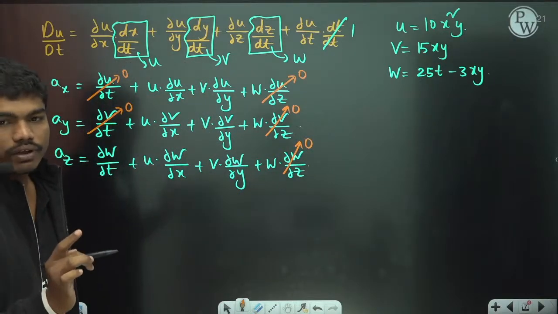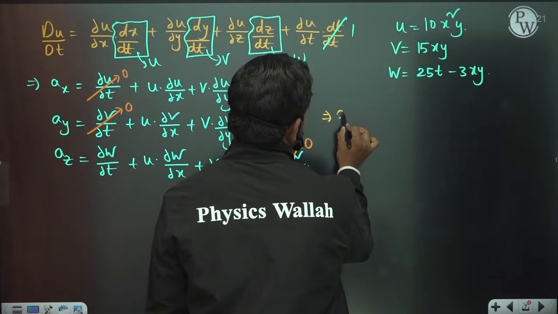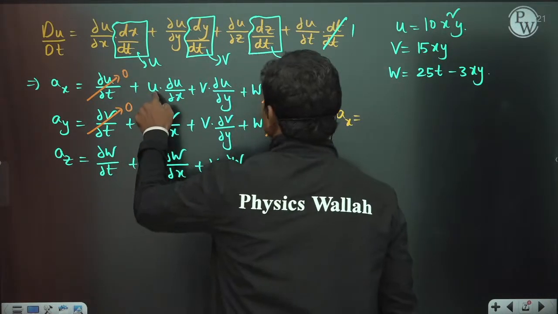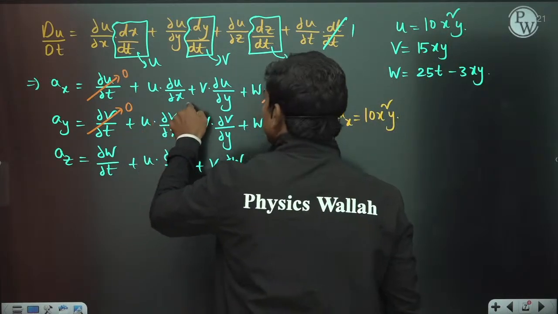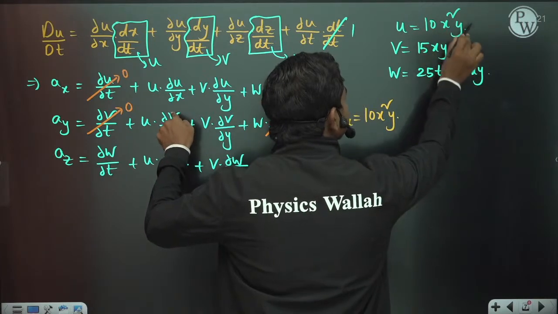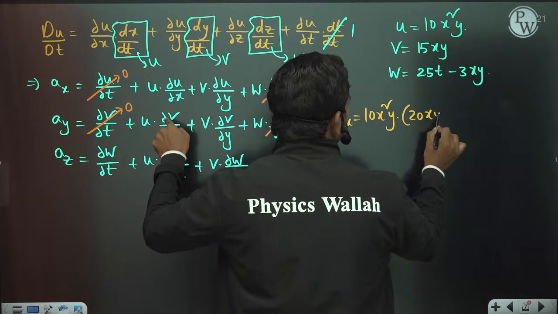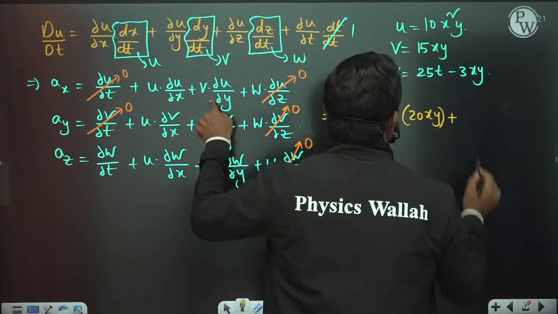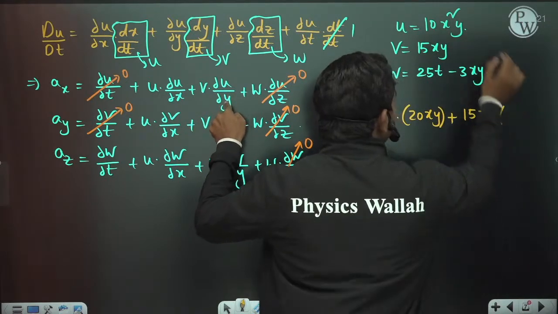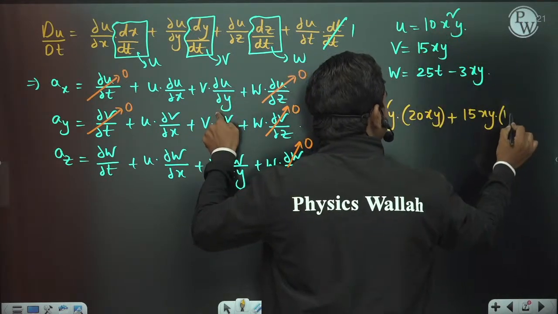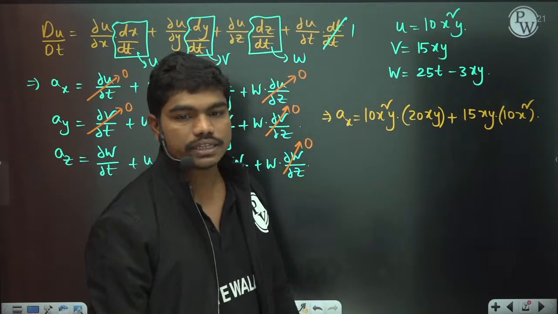So now if you write the expressions, this implies acceleration in the x direction is equal to u, which is 10x²y, into ∂u/∂x. So what is ∂u/∂x? If you differentiate this function with respect to x partially, you will get 20xy, plus v into ∂u/∂y. If you differentiate this with respect to y partially, you have 10x². So this is the total acceleration in the x direction.